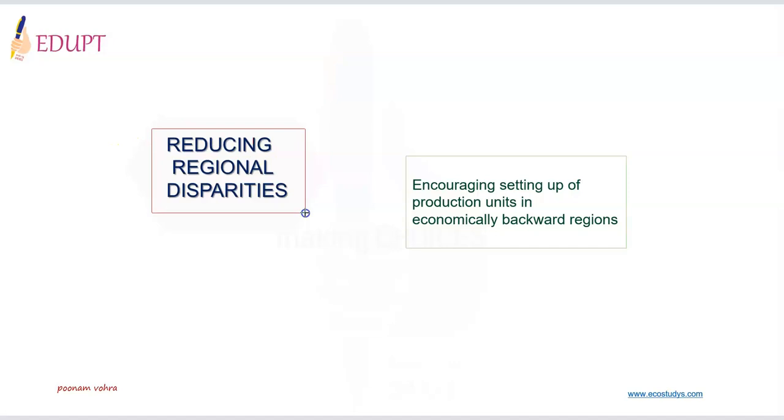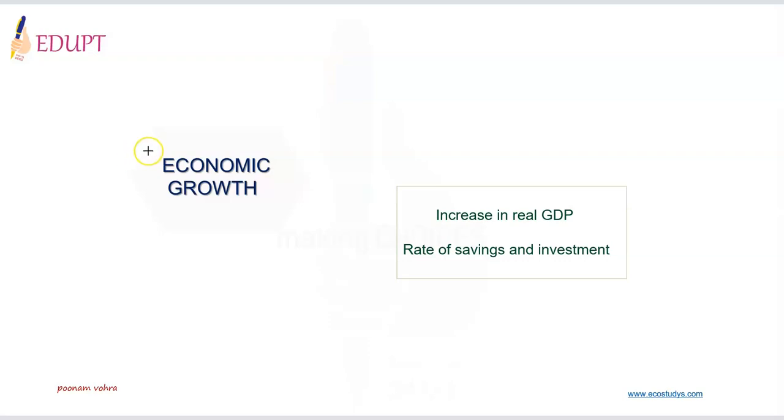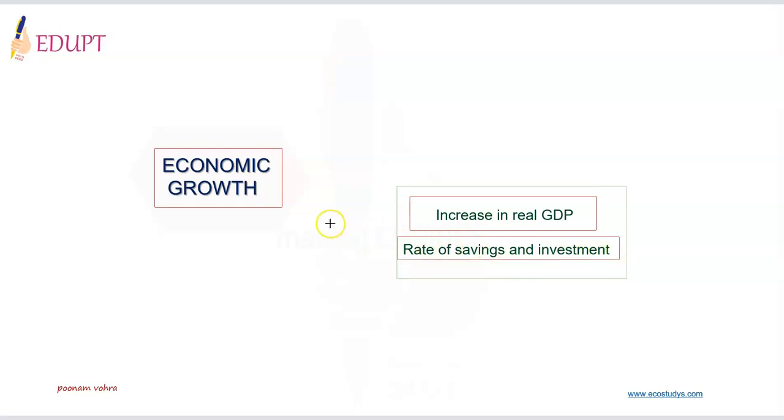Government aims to reduce regional disparities through its taxation and expenditure policy for encouraging setting up of production units in economically backward regions. Government budget is prepared to achieve economic growth, that is to have a sustained increase in real GDP so that living standards of the people get improved, and the growth rate of the country depends upon the rate of savings and investment. So the budgetary policy aims to mobilize sufficient resources for making investment in public sector and raise the overall rate of savings in the economy by providing incentives.